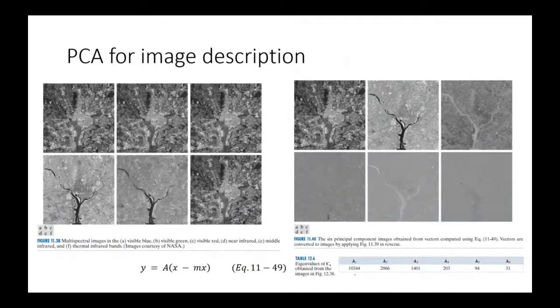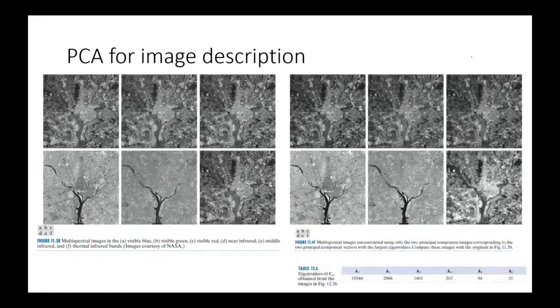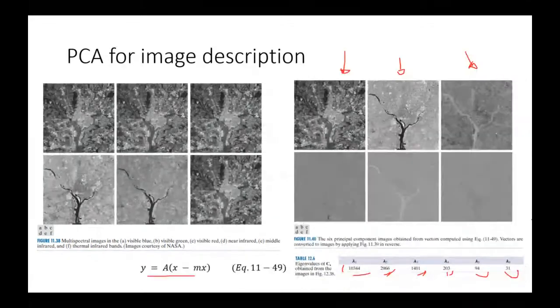These are the 6 principal component images obtained from vectors computed using this equation. These are the eigenvalues, right? This is the largest. It is represented here. The first has been used to reconstruct this image, and this is the second highest. This is the third highest, and so on. Right. So now, this is an image representation of the eigenvectors.